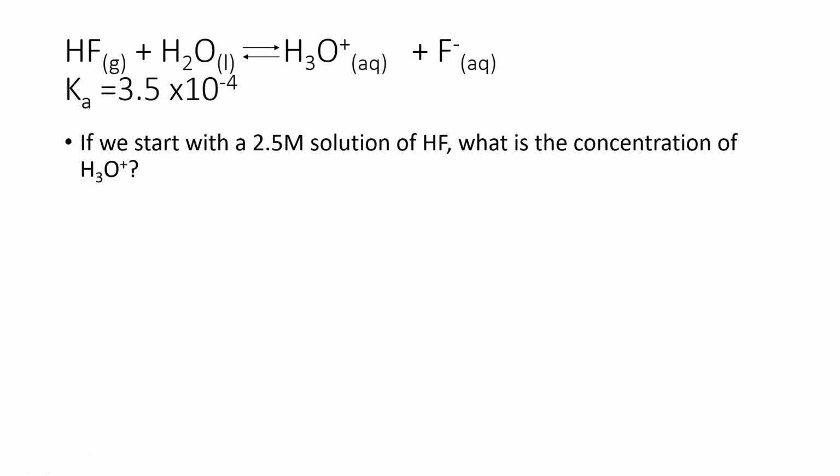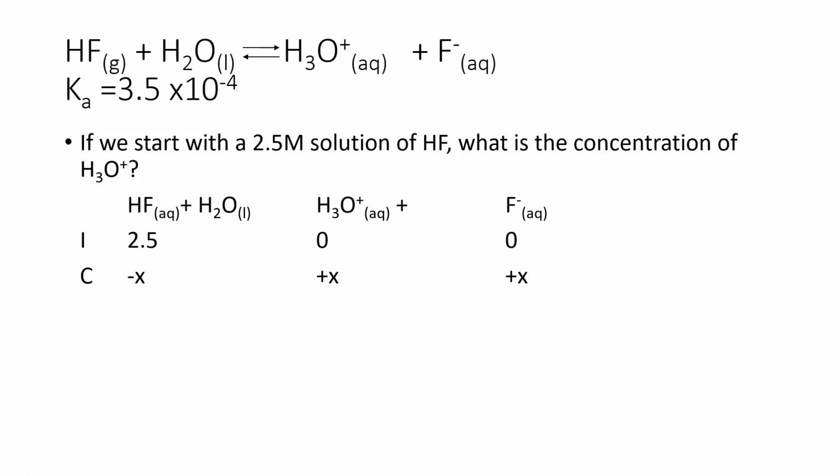So if we start with a 2.5 molar solution of HF, and we want to know what the concentration of the hydronium ion is, we would use an ICE table. Okay, so I is the initial concentration, so we plug in the 2.5 for the HF. Water is a liquid, so we leave it out. And then the initial concentrations for the hydronium and the fluoride are just set to 0. Now, for the hydronium, this isn't 100% true, but it's close enough for what we're going to do.